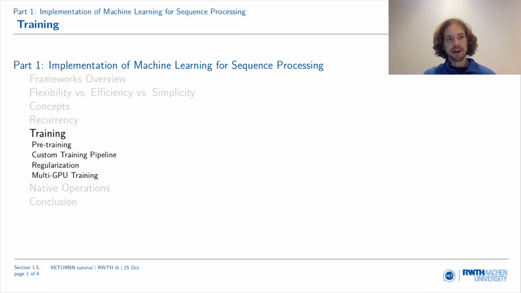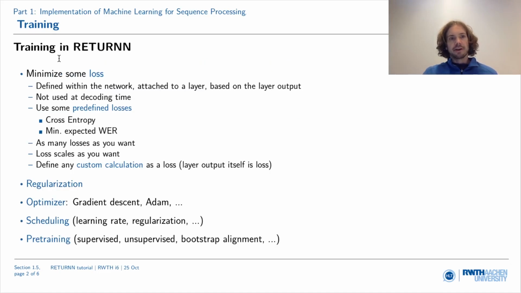Okay, coming to training. First of all, training means always to minimize some loss, and this can be defined in returnn inside of the network or attached to a layer based on the layer output. This would not be used at decoding time. There are some predefined losses: cross-entropy, minimum expected word error training, and many others. You can have as many losses as you want, with loss scales, and you can also define any custom calculation as loss, where the layer output itself is the loss.